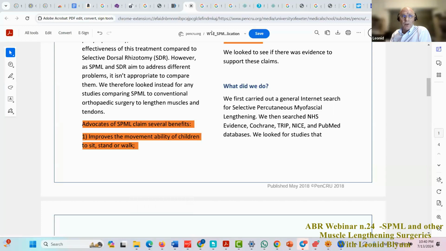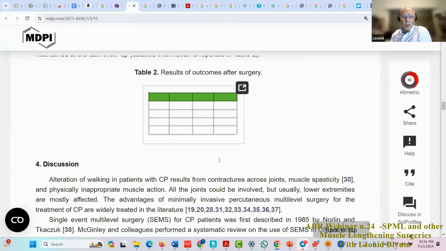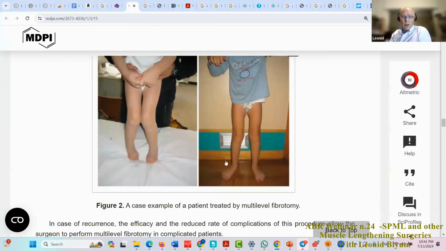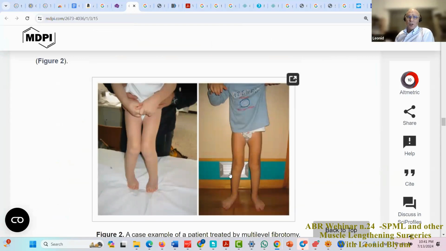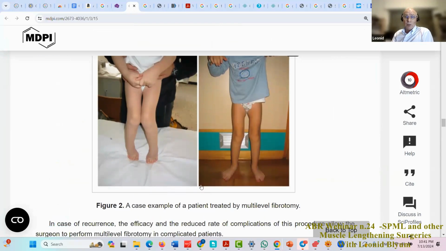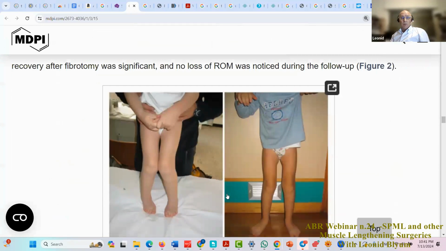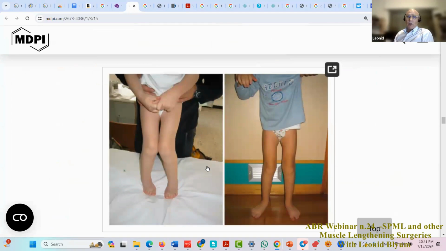Because for example, in one of those ones here, look, this is it. They are doing this self-promotion, saying, look at that, a case example of a patient treated by multi-level fibrotomy. So you look at this and say, wow, great progress, right? Because before the legs were twisted in, and now the legs are open up, and he's able to stand, and so on and so forth. So, isn't it a fantastic achievement? And rightfully, they're using it in their promotion, and in their way of explaining things.